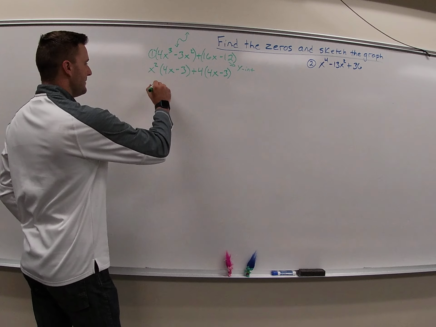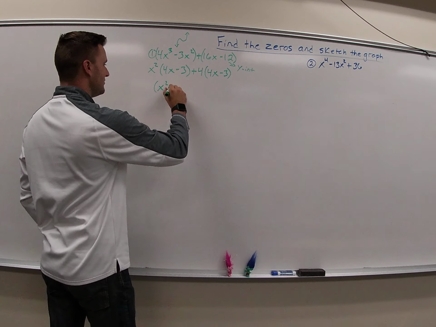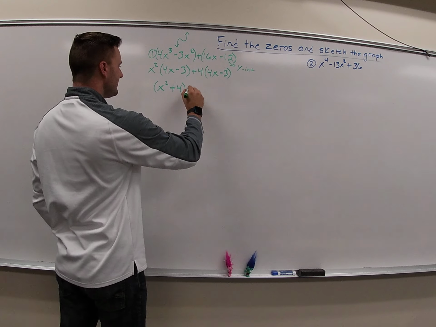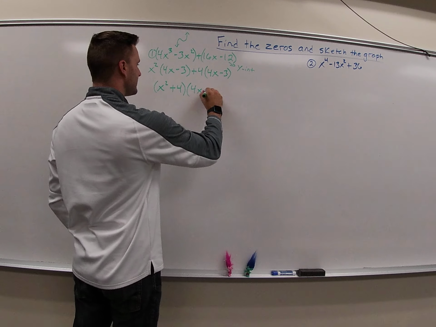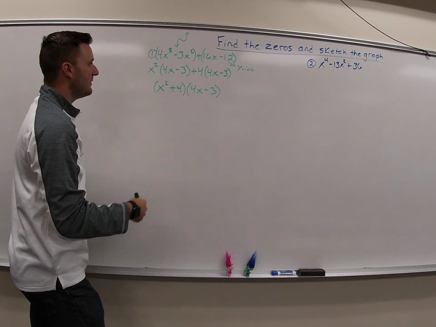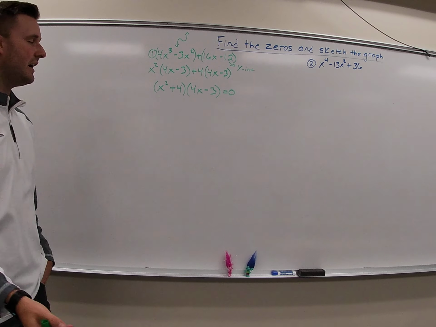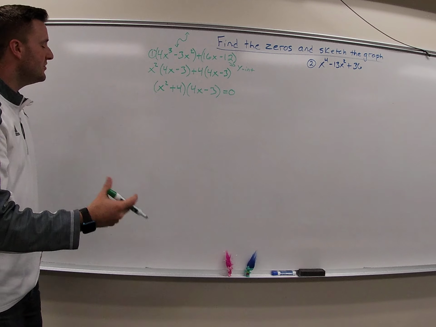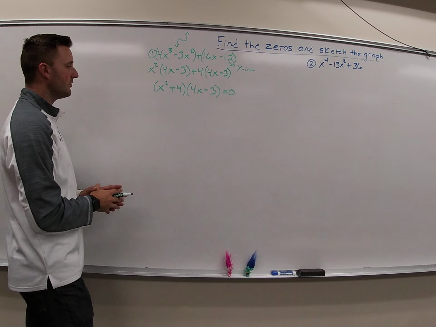Now, finally, the last step is to take our common factors and put them in their own set of parentheses, so x squared plus 4. And then the factors that they have in common in their own set, so 4x minus 3. And what we're going to do is set this equal to 0 to find the zeros, to find the x-intercepts. How we do that is what's called the zero product property. You don't have to know that term quite yet.